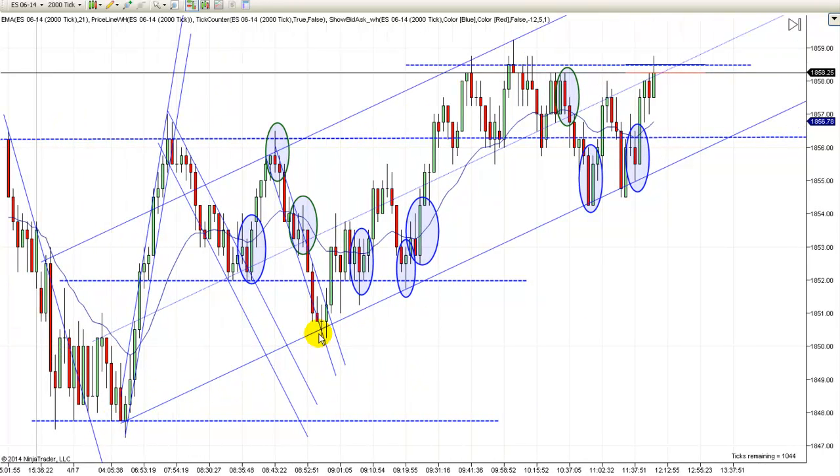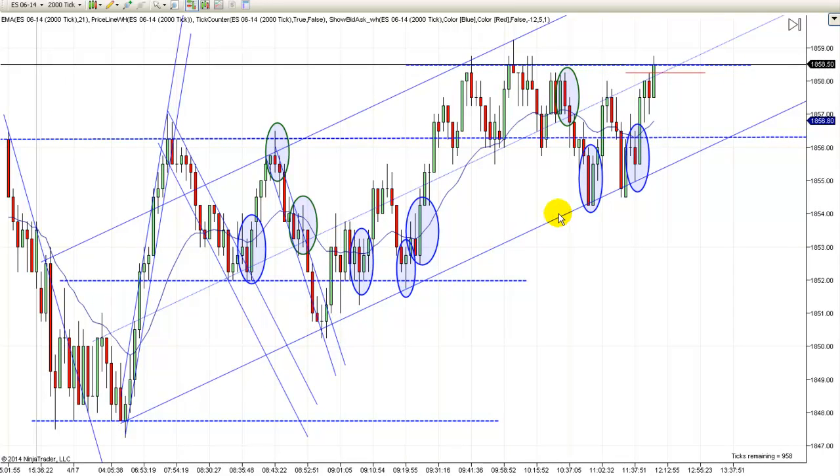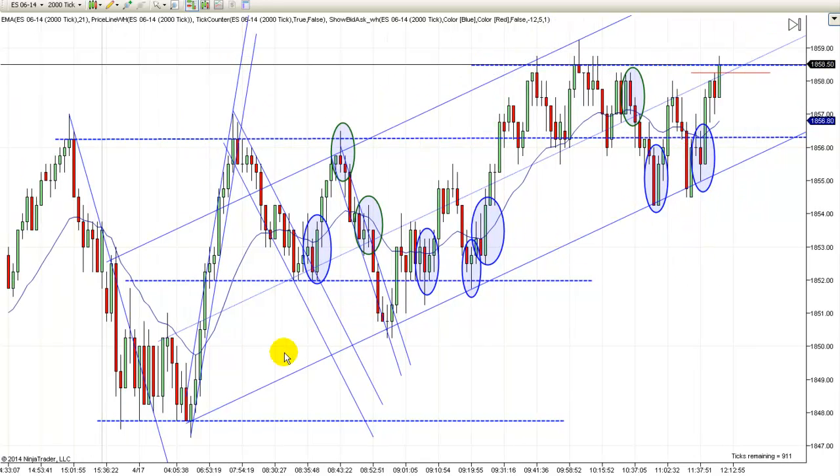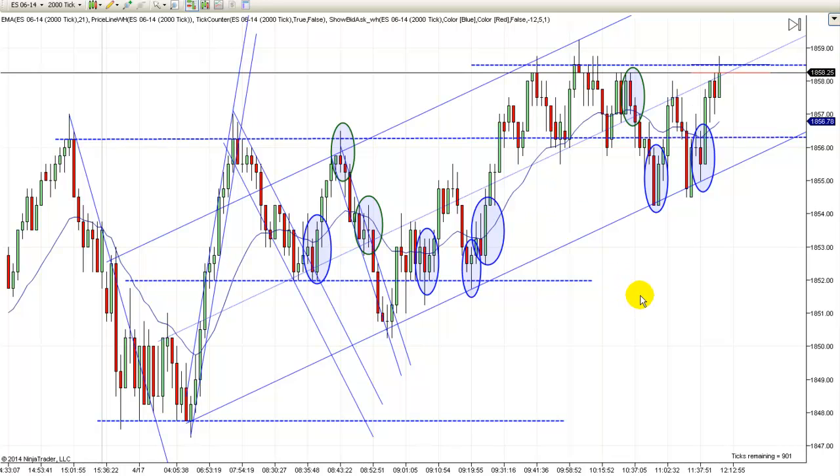You draw it off the first two swings. That's the way we teach you to do it. And look what happens every time prices came back to that line. They bounced and gone higher. So you can't argue that that's not a valid trend line.